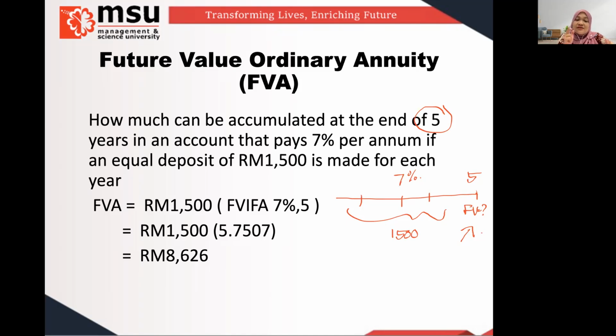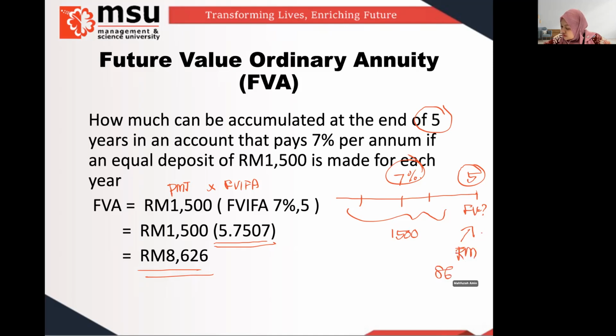So we have to use FVA, future value annuity. So payment multiply with FVIFA, 7% and 5 years. So 7% 5 years of FVIFA, the amount given in the table is 5.7507. So this amount multiplied with 1,500. So the answer will be 8,626. So it's the amount here, 8,626. All right. So this is future value ordinary annuity.